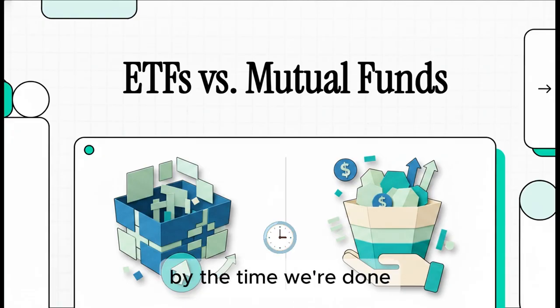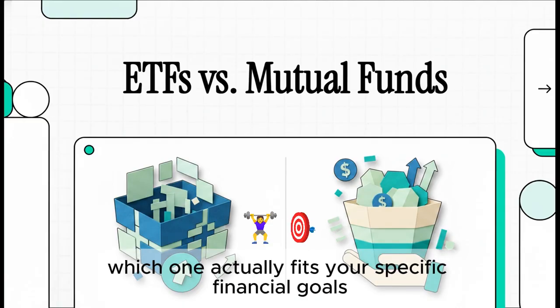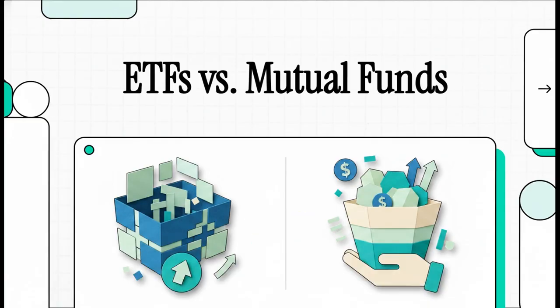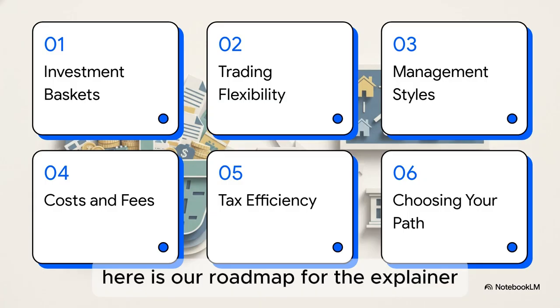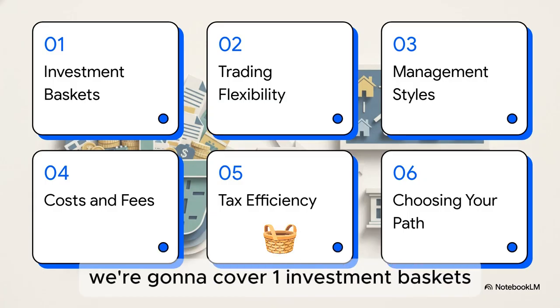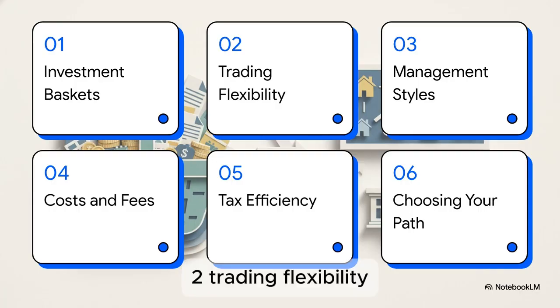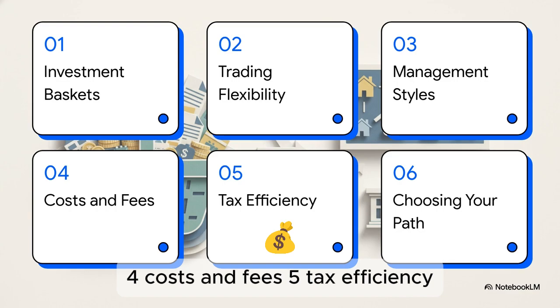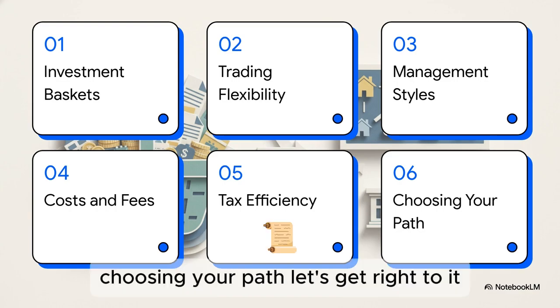By the time we're done, you'll understand exactly how they're built, so you can decide which one actually fits your specific financial goals. Here is our roadmap for the explainer so you know exactly where we're headed. We're going to cover: 1. Investment baskets. 2. Trading flexibility. 3. Management styles. 4. Costs and fees. 5. Tax efficiency. And finally, 6. Choosing your path. Let's get right to it.